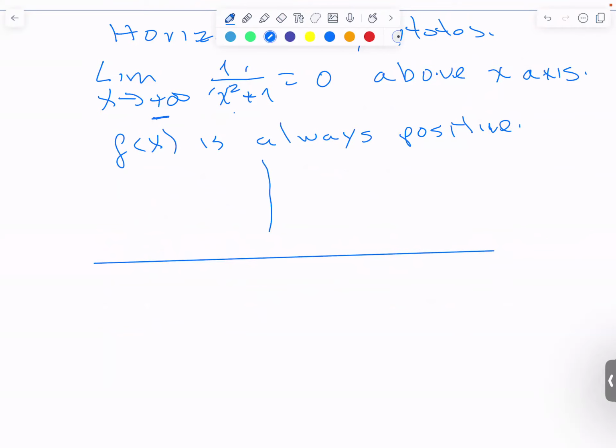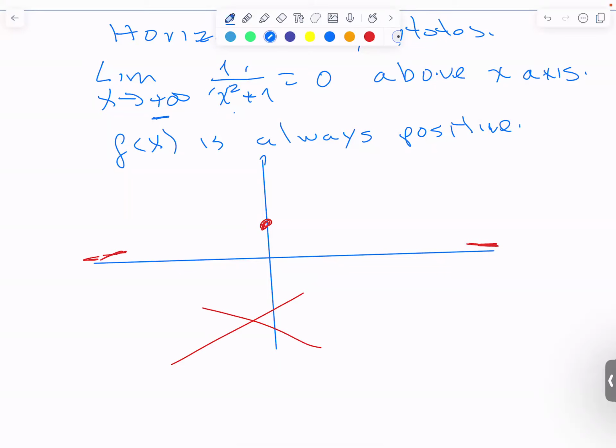I know the function has a y-intercept at (0, 1). I know the function is getting closer to the x-axis when x goes to positive or negative infinity. But I don't know what happens in between. I know there's nothing here, because the function is always positive. But I don't know what happens in between here.